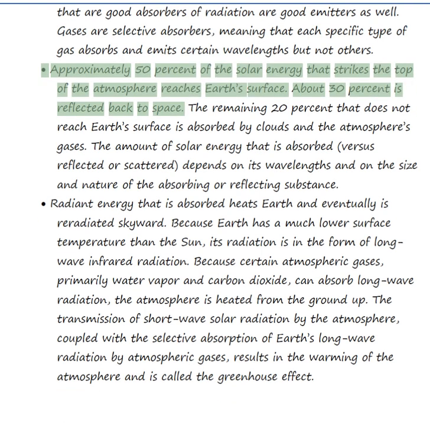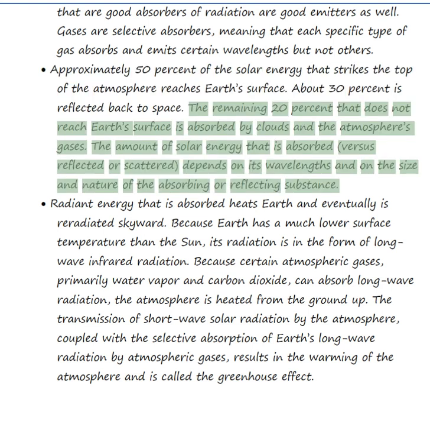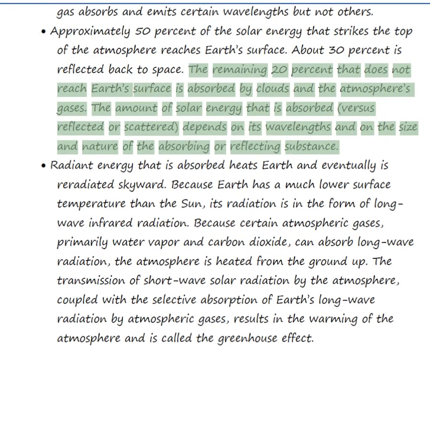Approximately 50% of the solar energy that strikes the top of the atmosphere reaches Earth's surface. About 30% is reflected back to space. The remaining 20% that does not reach Earth's surface is absorbed by clouds and the atmosphere's gases. The amount of solar energy that is absorbed depends on its wavelengths and on the size and nature of the absorbing or reflecting substance.